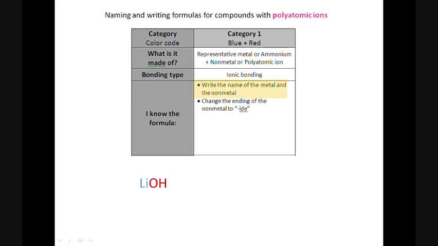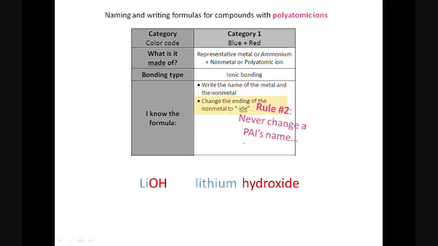First, we write the names of both parts of the formula. The metal is lithium and the polyatomic ion is hydroxide. Next, we need to change the ending to -ide. But wait. Remember rule number 2, never change a polyatomic ion's name. So we leave hydroxide just like it is. Well, that was simple enough. The final name of this chemical compound is lithium hydroxide.